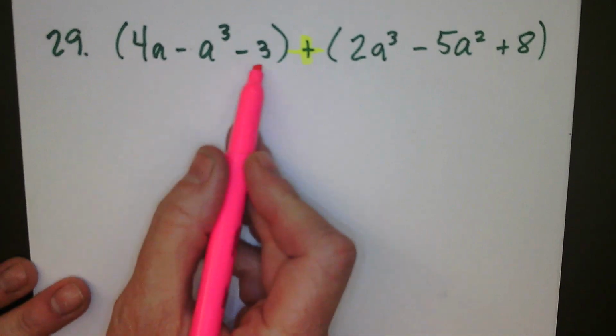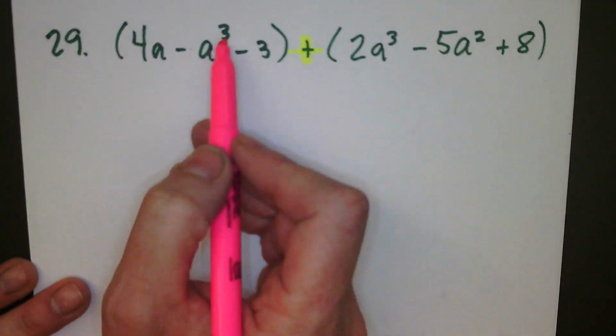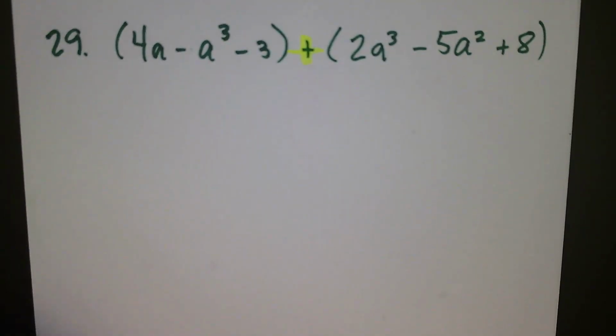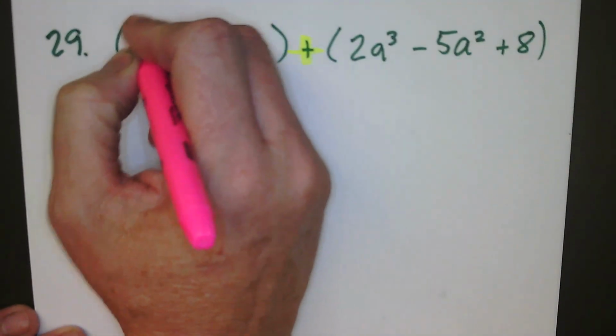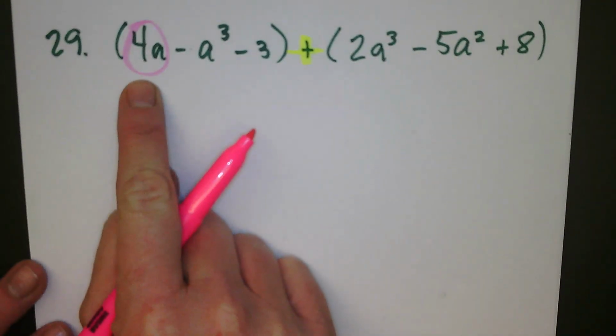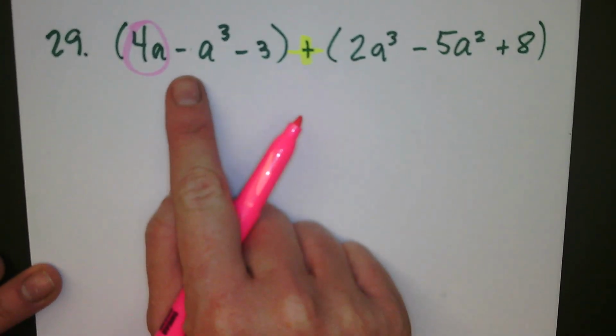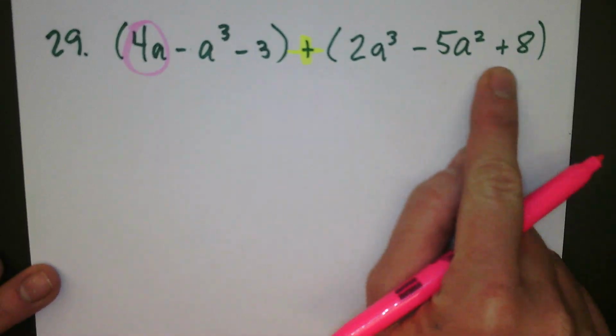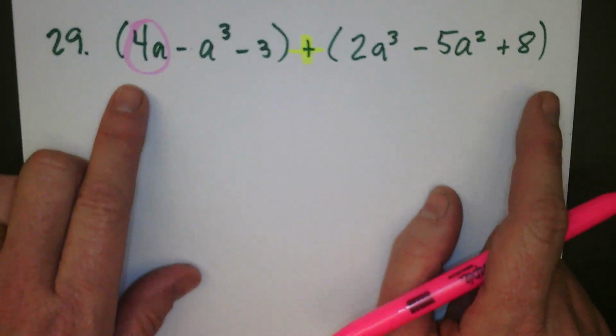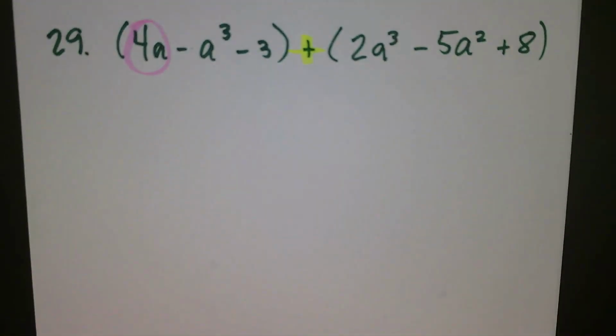So this guy is actually not in standard form. It's a little bit out of order. This a to the third term should go first. When we get our final answer, we'll make sure we're in the correct order. But I'm just going to go left to right, and the first term I have here is a 4a. So this is technically a to the first power. There is no other a to the first power piece, so this is not going to get combined with anything. It's going to hang out by itself.